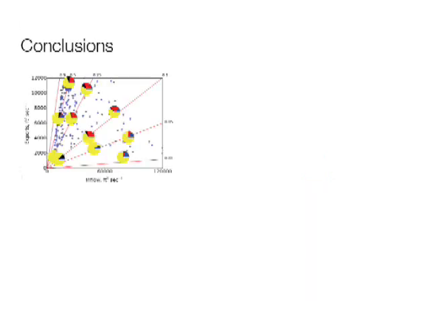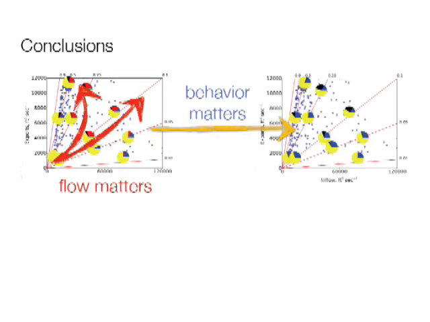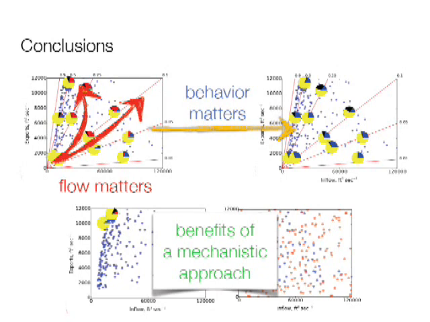So in conclusion, we found that flow really does make a big difference in the fate of these fish, and behavior really does matter, as David was emphasizing. And we think that this mechanistic approach can help add to what we understand about the system.